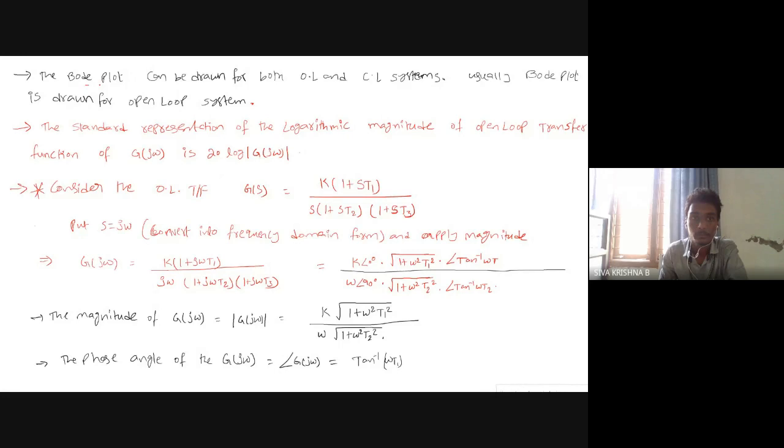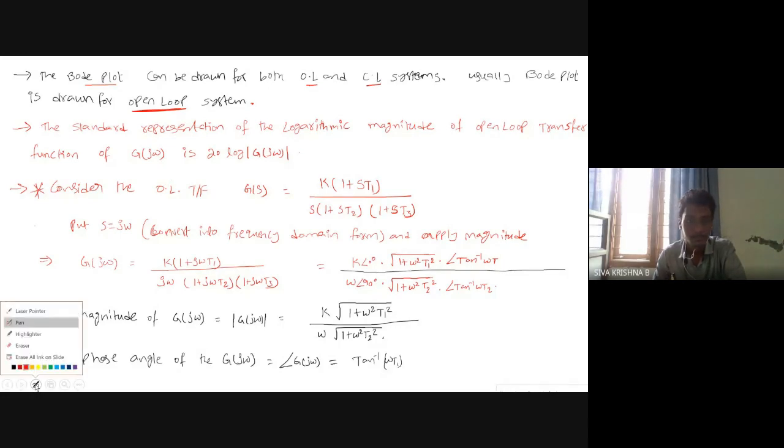Bode plots can be drawn for both open loop and closed loop systems, but usually we go for open loop systems only. So the standard representation of logarithmic magnitude of the open loop transfer function G of j omega is, after finding the magnitude, you have to convert it into logarithmic. That means 20 log of like this. Just write it down, the problem will be clear later.